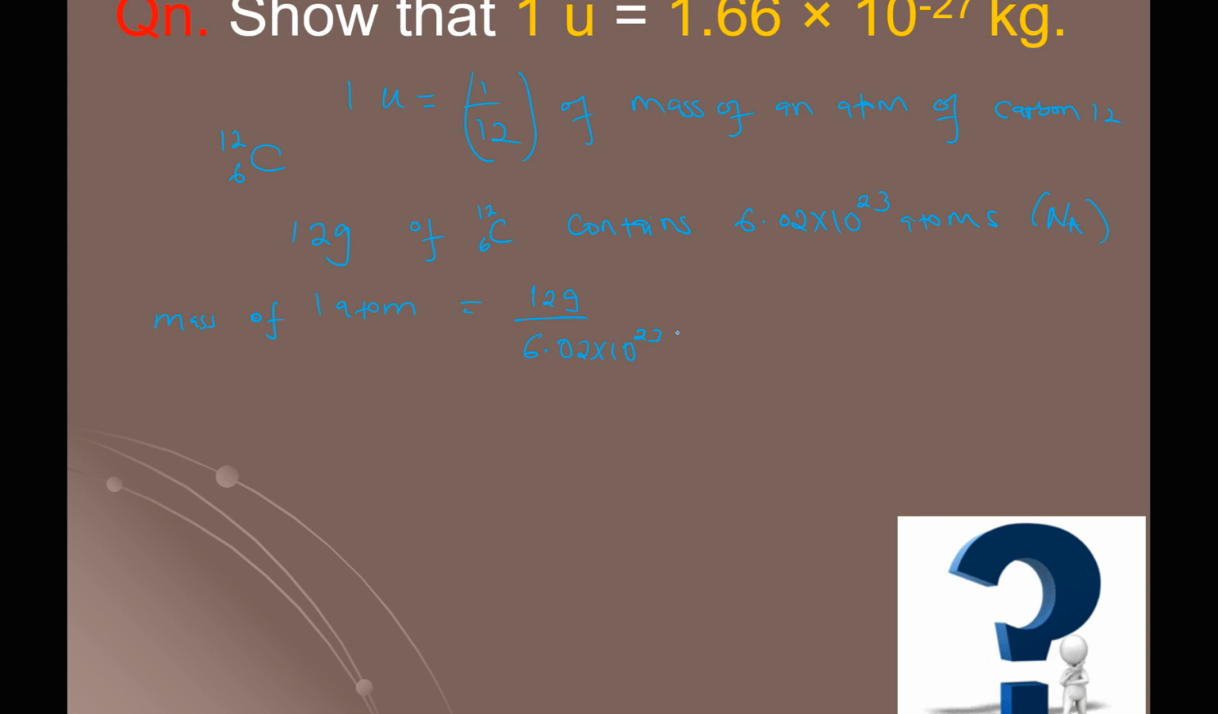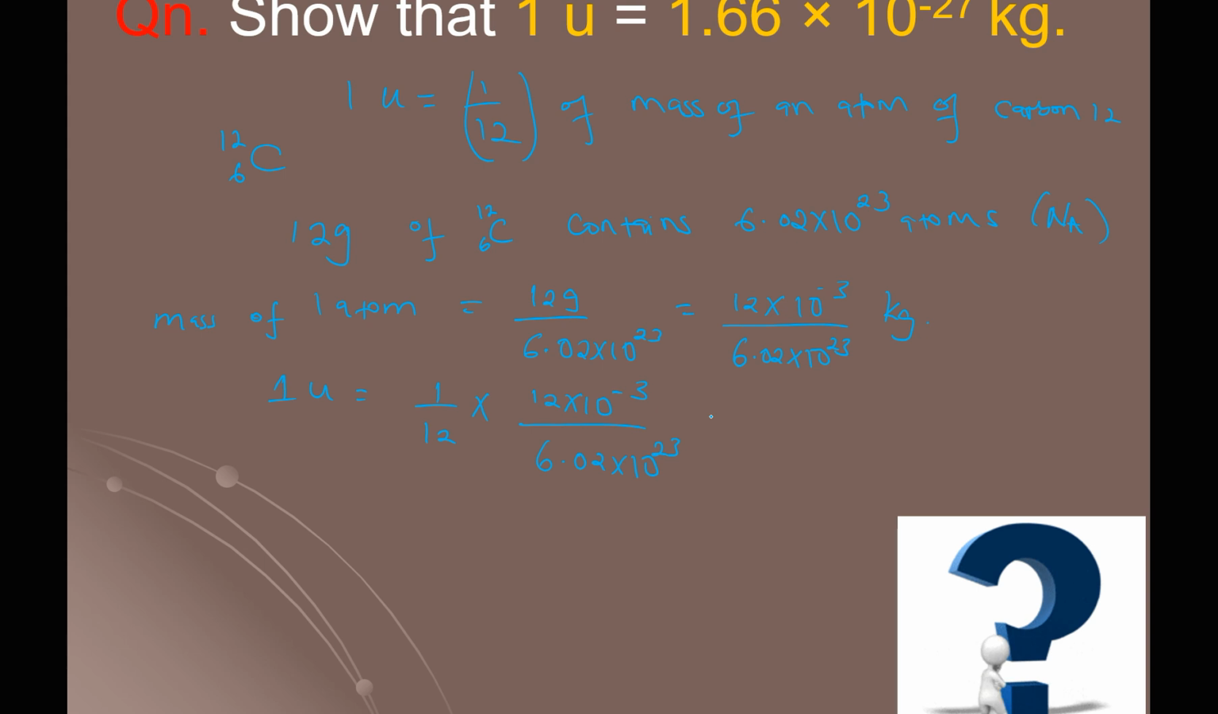If I change it to kilograms, this is going to be equal to 12 times 10 to the power of minus 3 divided by 6.02 times 10 to the power of 23, and this is in kilograms. So that is the mass of one atom of carbon 12. So 1U is 1 over 12 times the mass of one atom of carbon 12, which is 12 times 10 to the power of minus 3 divided by 6.02 times 10 to the power of 23 kilograms.